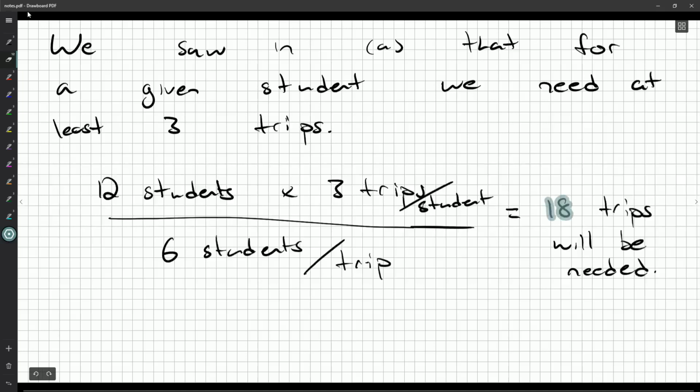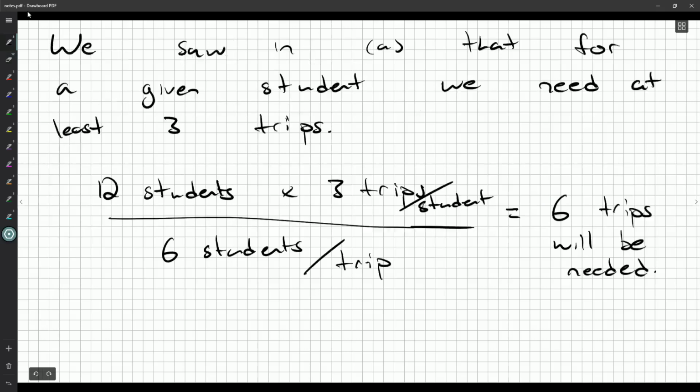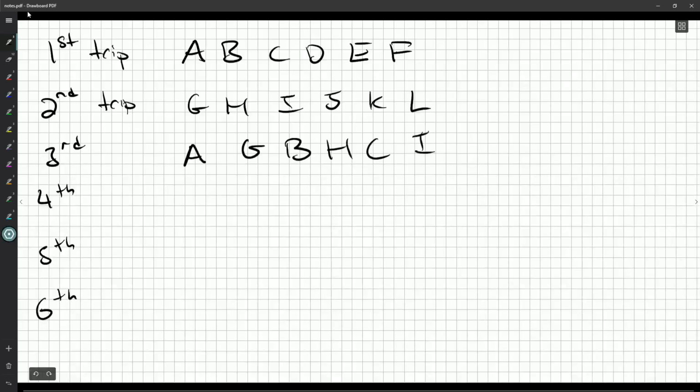That would work out to be 6 trips overall. Now, can I do it in 6 trips? Let's see here. Let's try and split these up. A, B, C. You know what this reminds me of? Oh, what is it? Kirkman triples or Steiner triples or something like that.